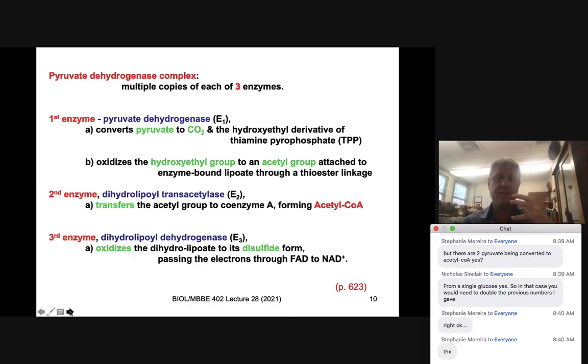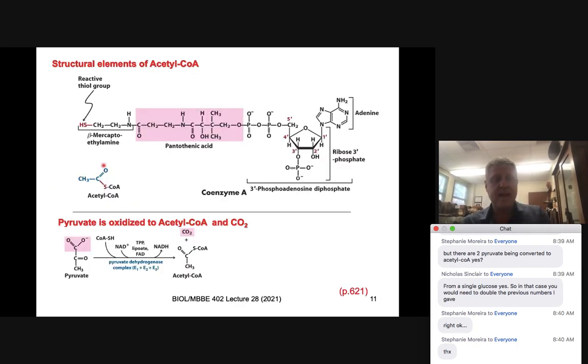So with those 3 enzymes, there's a non-reversible approach, and this is why the pyruvate dehydrogenase complex is the gatekeeper between glycolysis and the TCA cycle, because once it's made any of these commitments, there's no way it's going back to produce pyruvate. So here we have our structures, and again, we've come across this before.